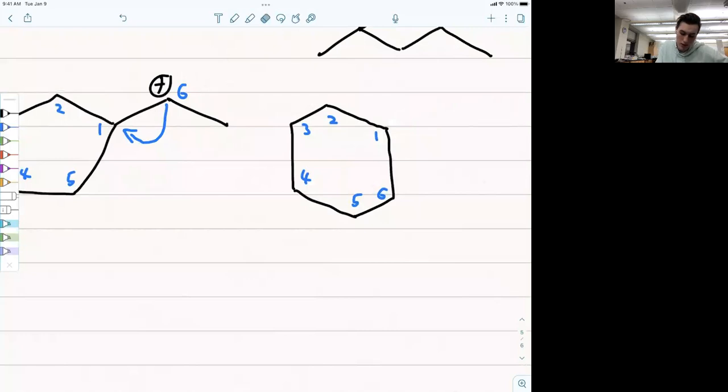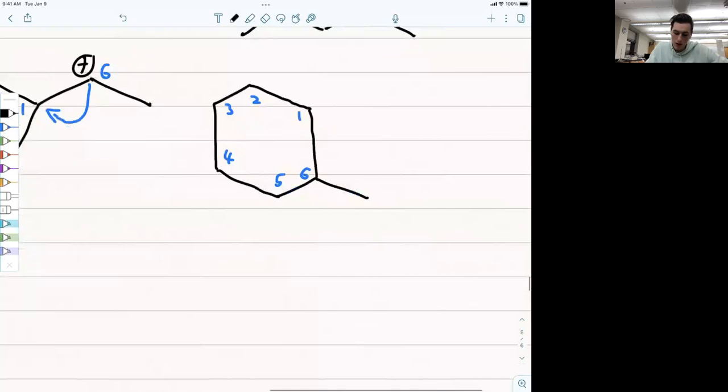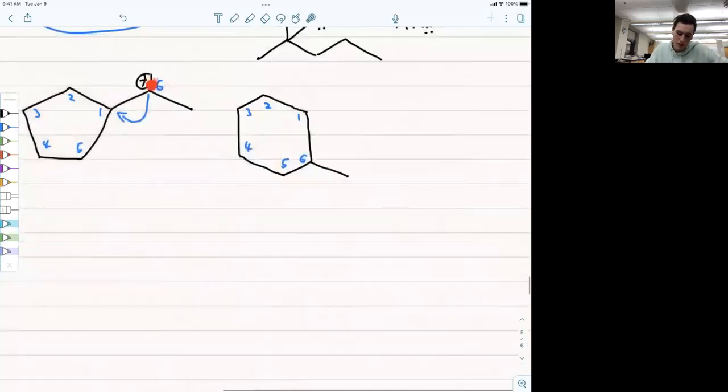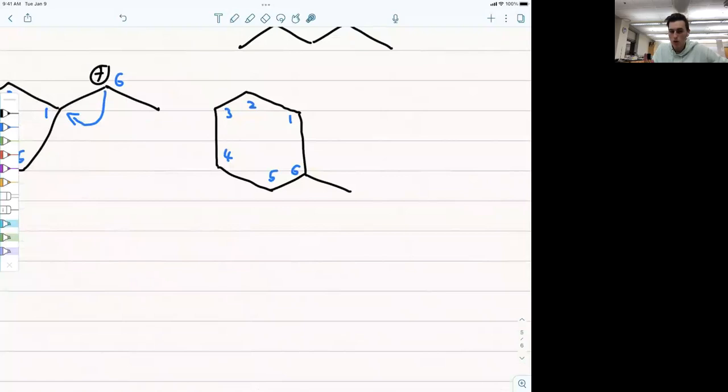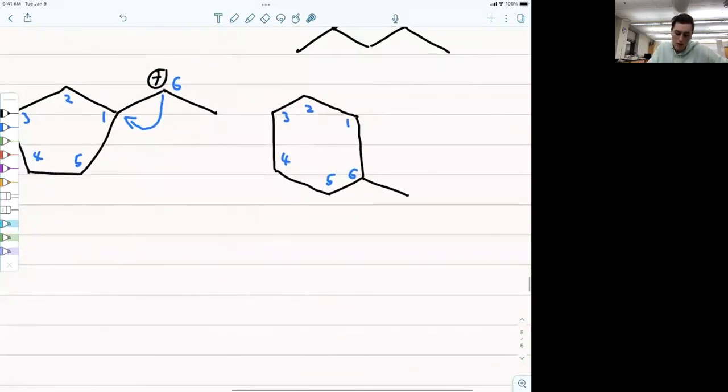Sorry, I moved my methyl group. My methyl group was on 6 before, so it has to stay on 6. Now if I look into all of my carbons, we're looking for which one has fewer bonds than it did before. My number one carbon used to have 3 bonds, now it only has 2. So this is going to be my new carbocation spot.